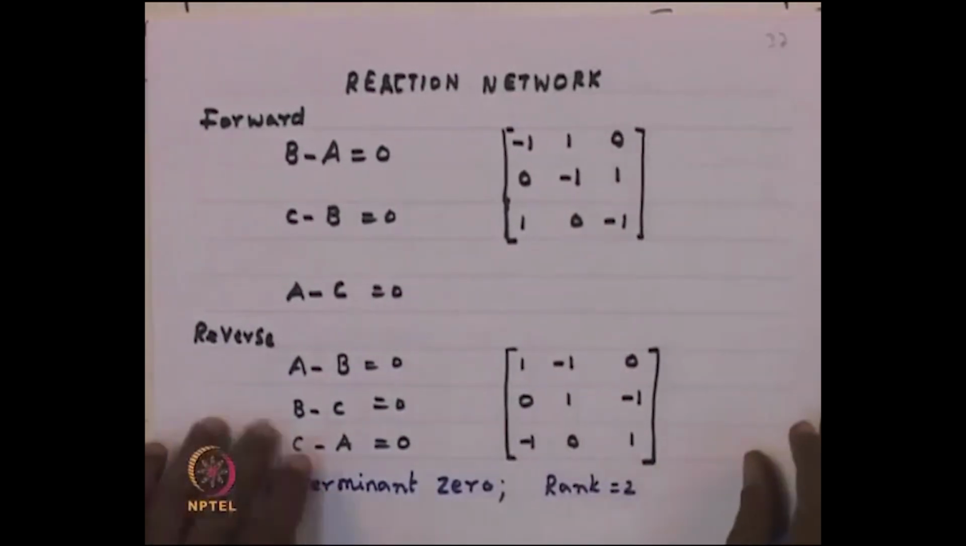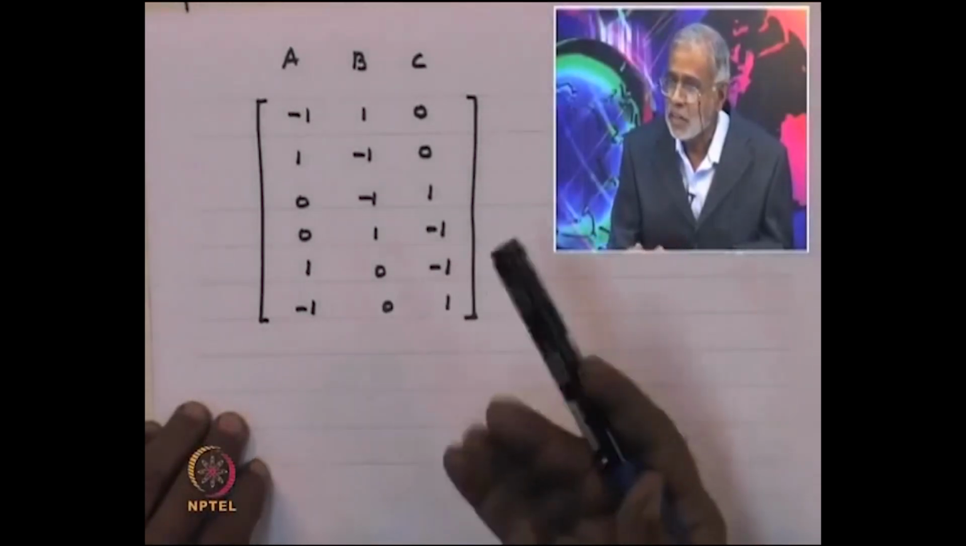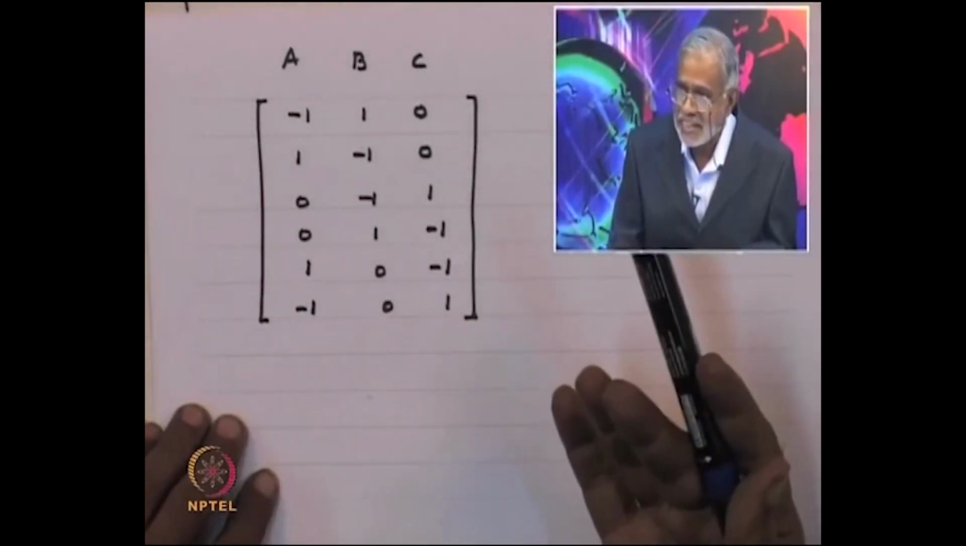Now, you can combine forward reaction and backward reaction and write a much bigger matrix, okay, and also try to see what is the rank of this matrix. It will take much longer time, but the fact is that it is very obvious that the rank is still 2, it is not going to change the rank, correct.